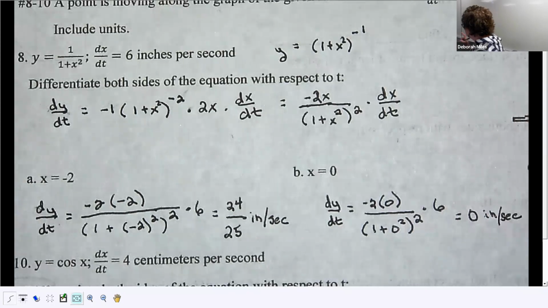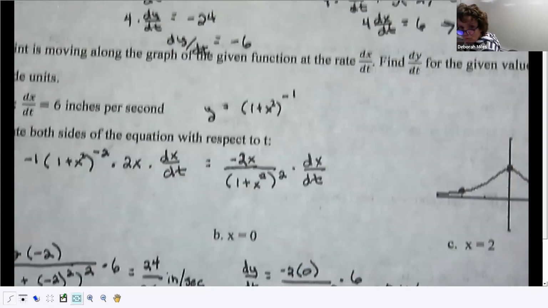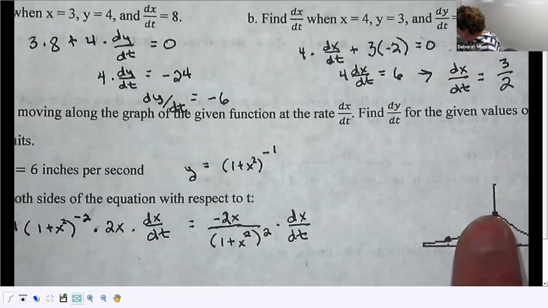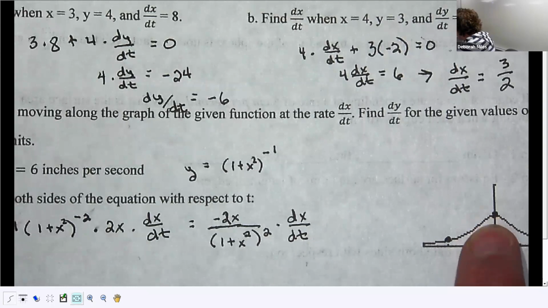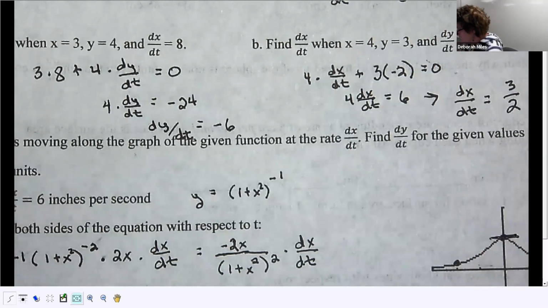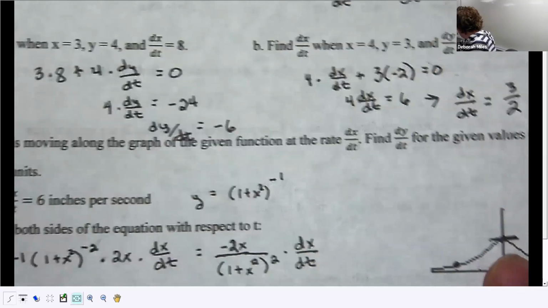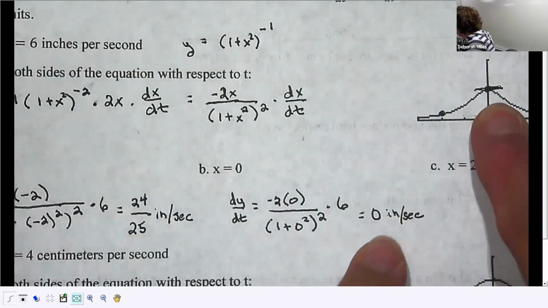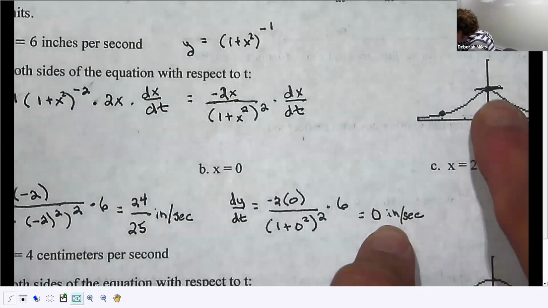But let's see if that makes sense in terms of the graph. At x equals 0, this marble is sitting at the peak. And at the exact second that that marble is at the top, how fast is it changing in height? It's not at all for that split second. That tangent line is horizontal right there. So the slope of that horizontal tangent line is 0. For that split second, the y is not changing at all.